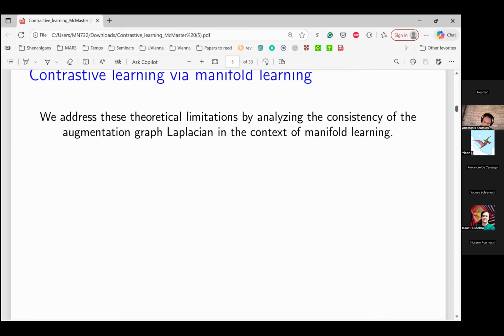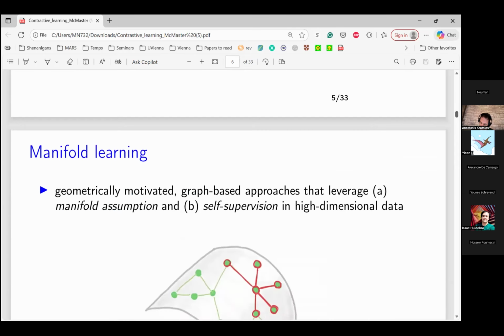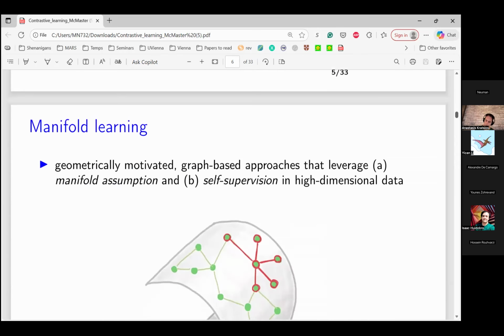What we do is analyze the consistency of the augmentation graph Laplacian in the context of manifold learning. And now I'm just going to have to explain a little bit about manifold learning.